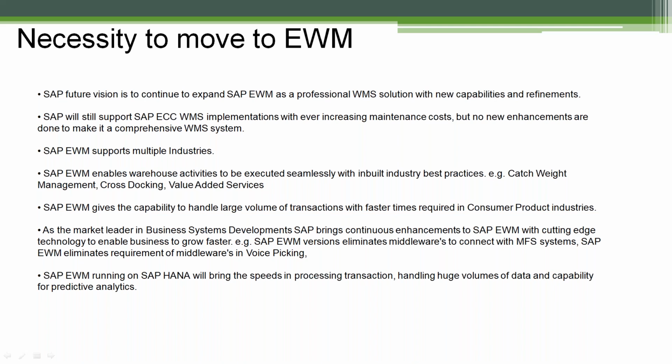SAP EWM running on S4HANA is also going to speed up transaction processing. It is going to help you with huge data handling, and it will help you with predictive analytics as well. So these are the current necessities which are driving companies to move to SAP EWM.